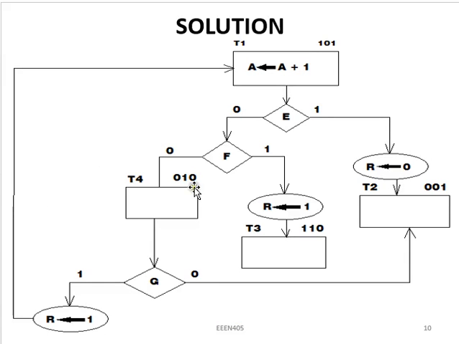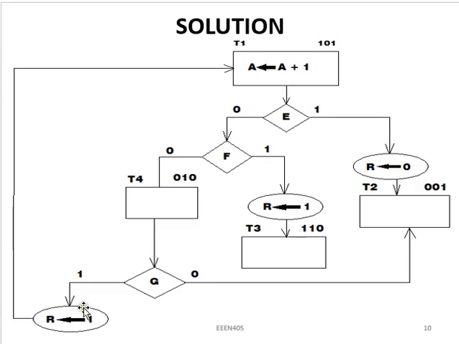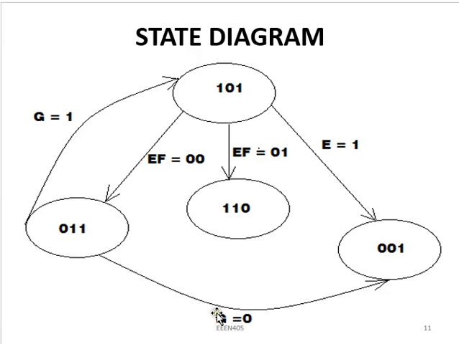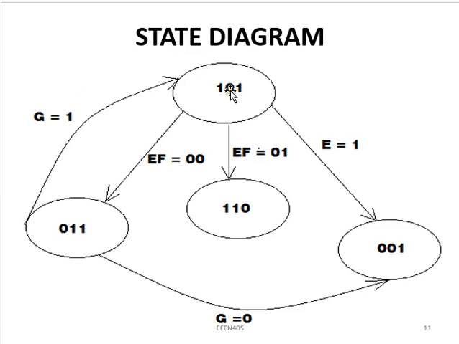And then if I want to move from T1 to T4, what are the conditions? My E must be 0 and my F must also be 0. Look at it, if I want to move from T1 to T4, my E and F are all 0, 0. Now, from this T4, if I want to go back to T2, the condition is for G to be 0. And look at it, when G is 0, we move from here to here. But if I want to move from T4 back to T1, my G must be equal to 1. And look at it, my G is 1. We go back to this.